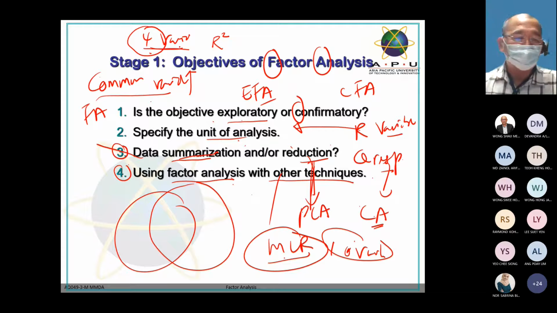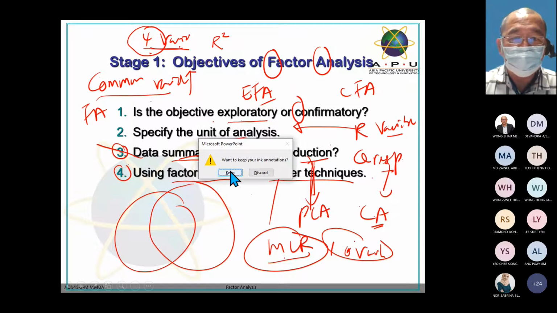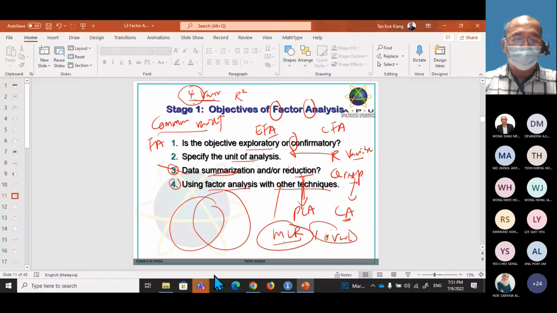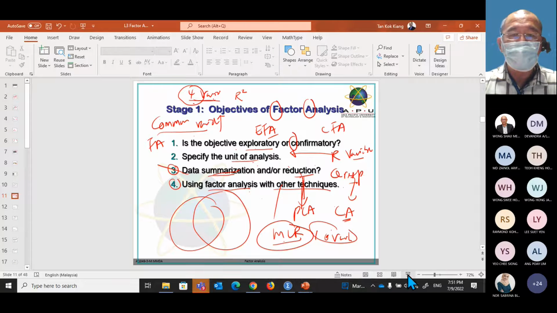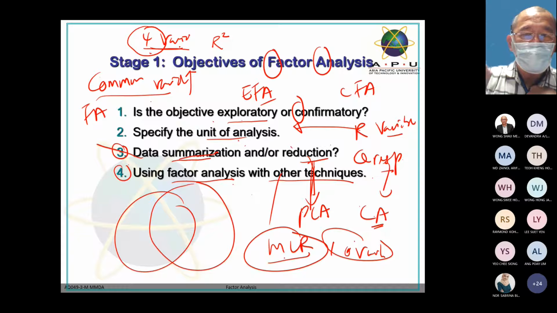Any question? Sir, I just want to ask about the slide you showed just now. You said the grouping is based on the common variance, which is similar to R square. But in the previous slide, you were using correlation, which is the small letter r. So which is correct?